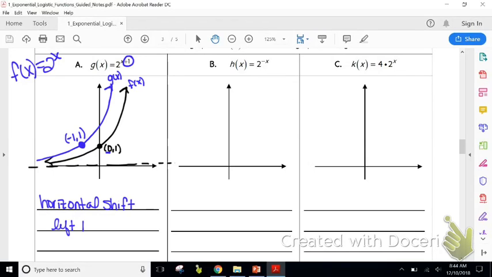Alright, what about B? What is that negative going to do up in the exponent? It's going to flip it, so it's a reflection across which axis? The y-axis. Yeah, because x's are going to change signs. So remember, x's are positive over here, and they're negative over here, so it's going to cross the y-axis to do that.